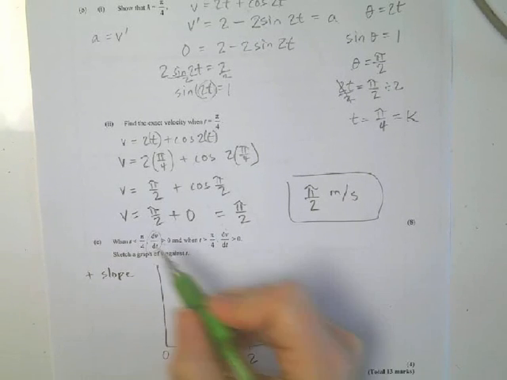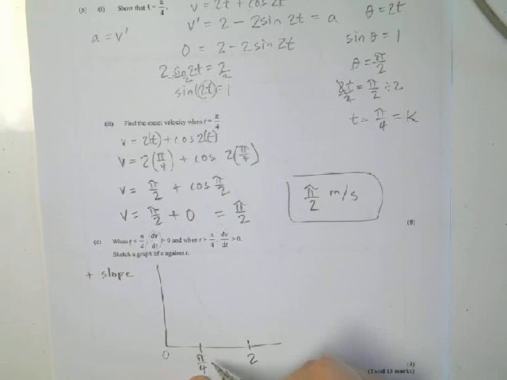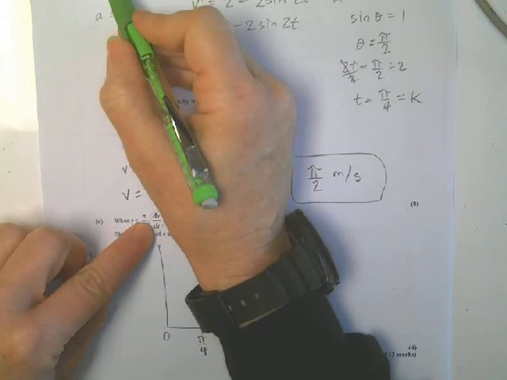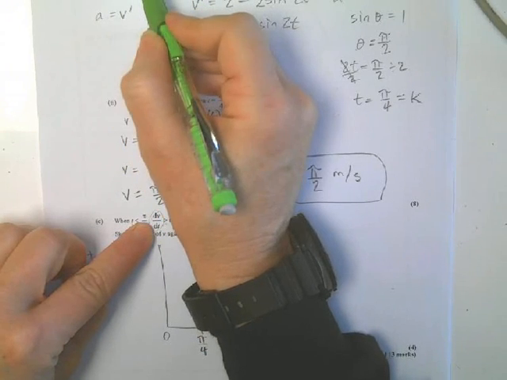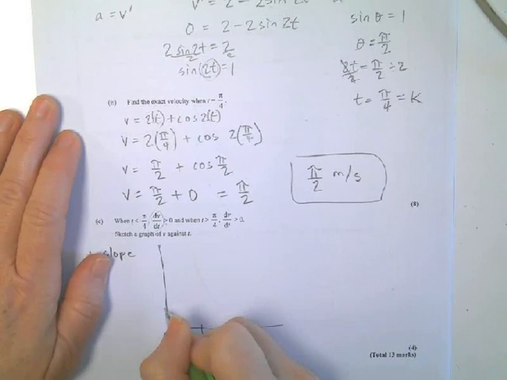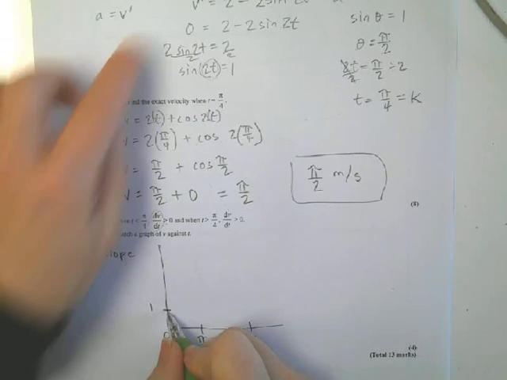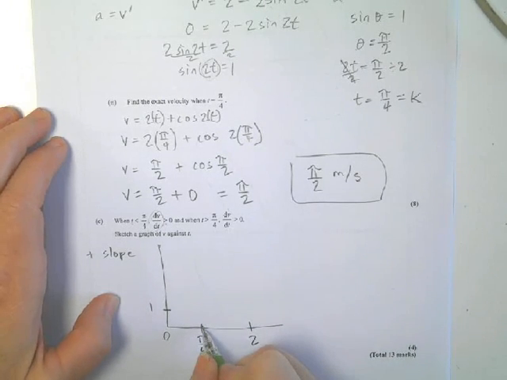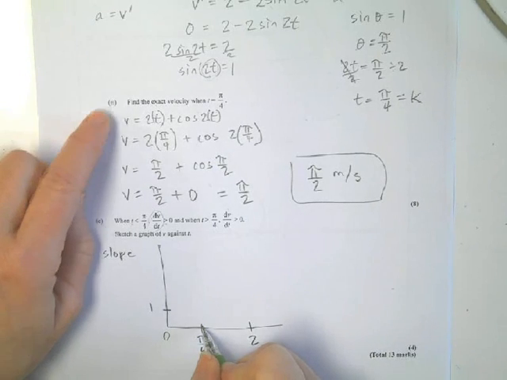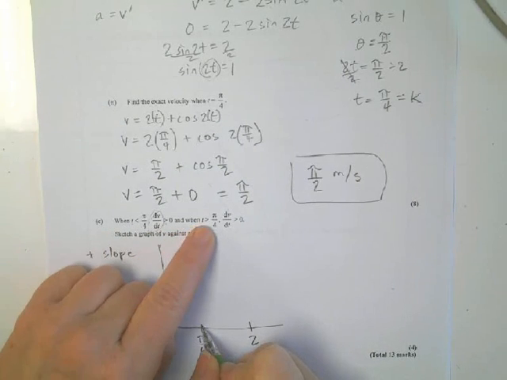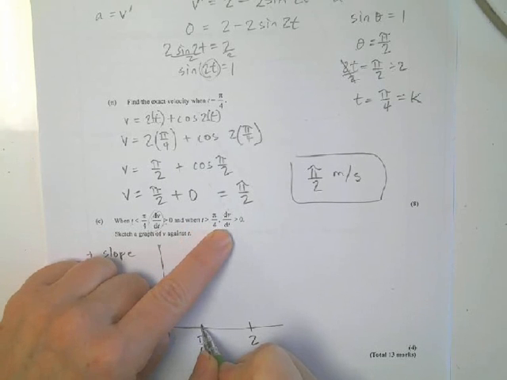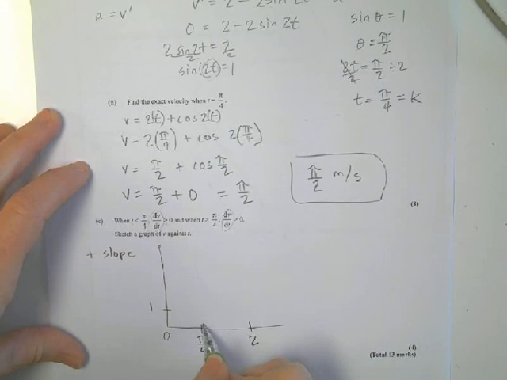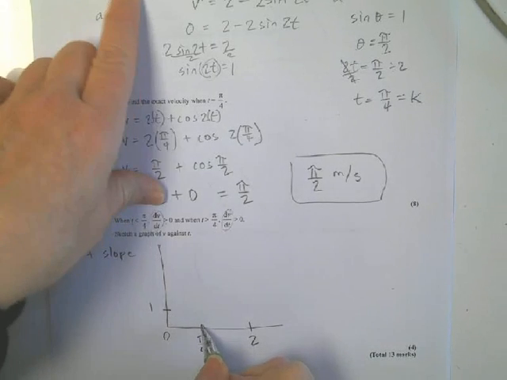So it says when time is less than pi over 4, I have a positive slope. And, oh, I know that at time 0, I'm at 1. So I'm going to put a 1 on here. I know that my speed is 1. So I'm going to be starting at 1. And I'm going to have a positive slope up to here. But then, let's see, after time pi over 4, my slope is also positive.